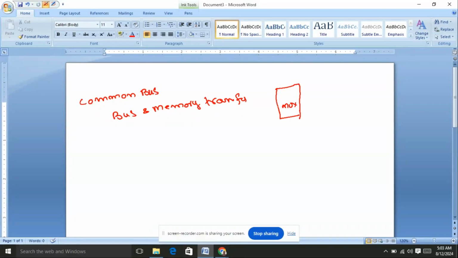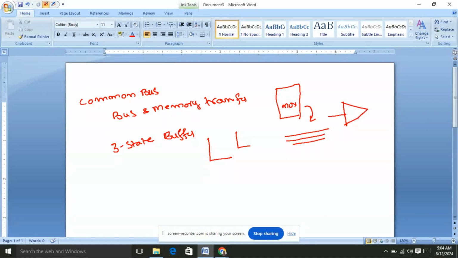Now we construct the same bus with the help of the three-state buffers. So it is possible we construct the common bus with the help of the multiplexers, or the three-state buffer. The three-state buffer diagram is like that, right? This is the three-state buffer.